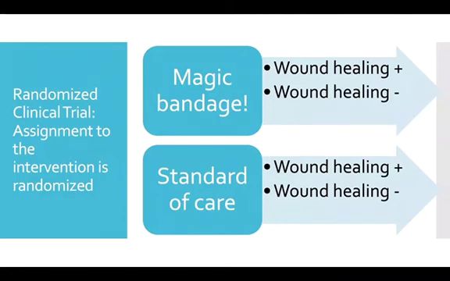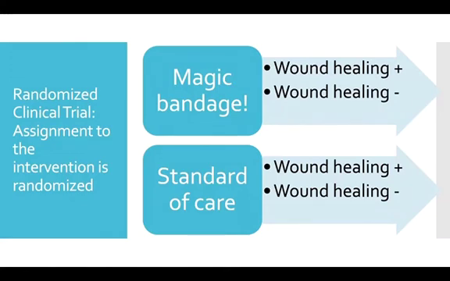So in a randomized controlled trial, the assignment to whether or not you receive the intervention is randomized. Unlike that example I gave where the first 10 patients might go into Magic Bandage and the next go into standard of care, when I see a patient for this study, they are going to be randomly assigned to either Magic Bandage or standard of care. And ideally, I as the investigator should not know which product they are receiving. That's what we call blinding, which also helps to minimize bias in a study.